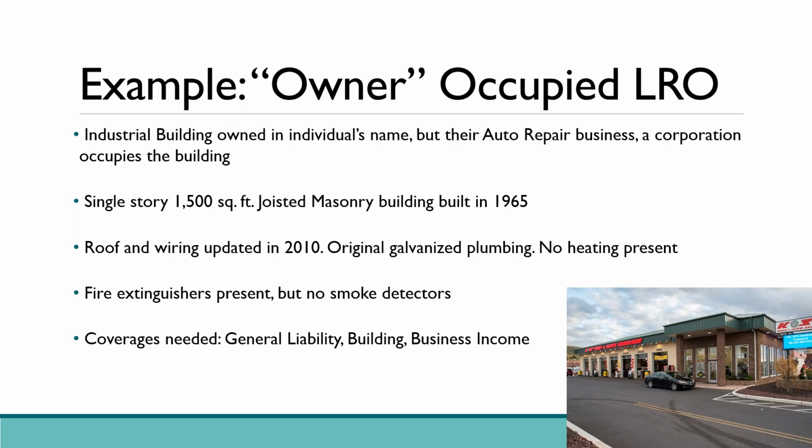For this one, with it being built in 1965, it looks like they only have partial updates. They have only the roof and the wiring updated. They haven't updated their plumbing, and there's no heating present, so we don't have to worry about a heating system being updated. But then we also have original galvanized plumbing.